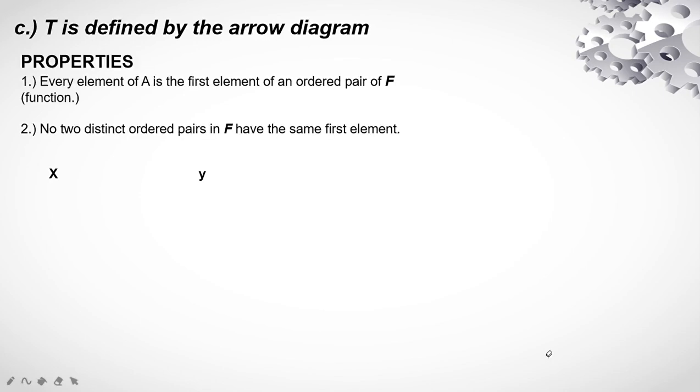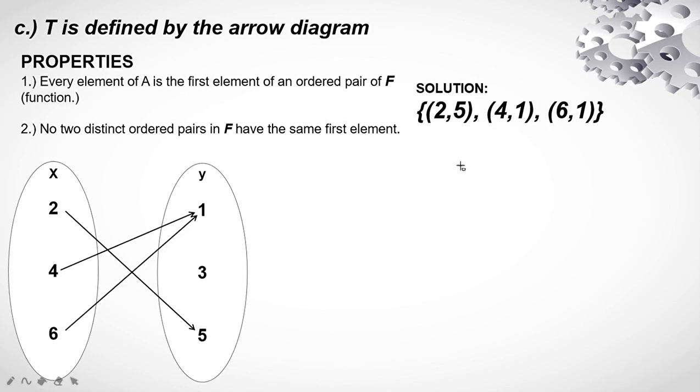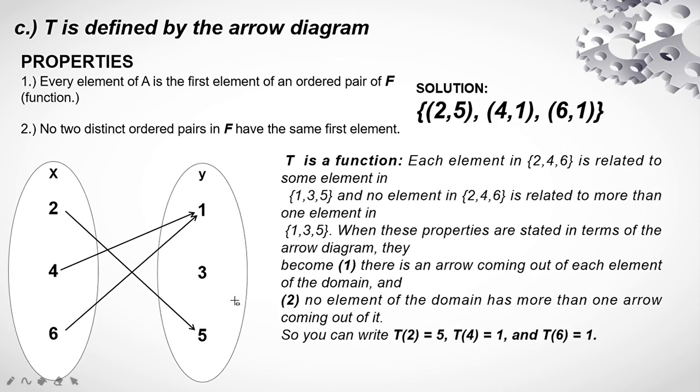Next. Okay, so we have yung T natin, no? Ito yung pinaka-last question. T is defined by the arrow diagram. So, meron tayong properties. Andyan pa yung properties natin. Ito yung solution natin. And we will see kung function ba siya or hindi. So, ayan. First, as you can see, meron tayong 2, 5. Andito na yung 2, 5 natin. Next, 4, 1. Andito yung 4, 1 natin. Next, 6 and 1. Andito na yung 6 and 1 natin. So, T is function.